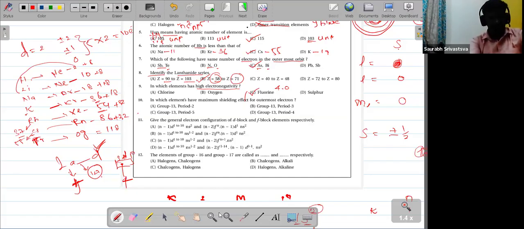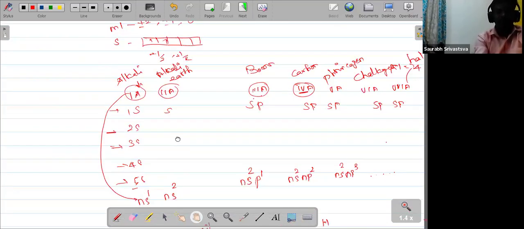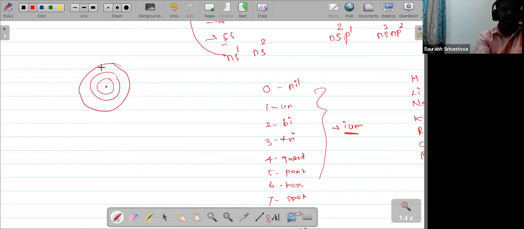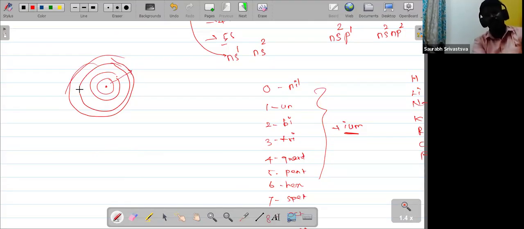Next question. Here they are asking which element has the maximum shielding effect on the outermost electron. Maximum shielding means it is a kind of screen. For example, nucleus, first shell, second shell, third shell, and the fourth shell. When the number of shells increases, the shielding nature also increases. That means the screen also increases.